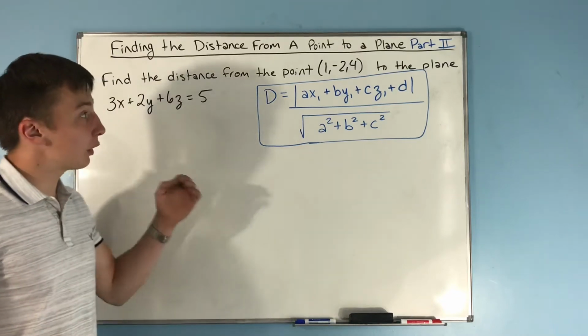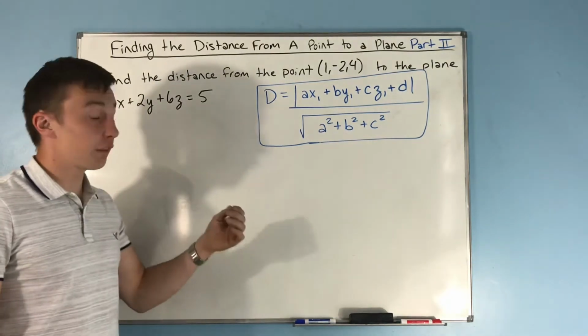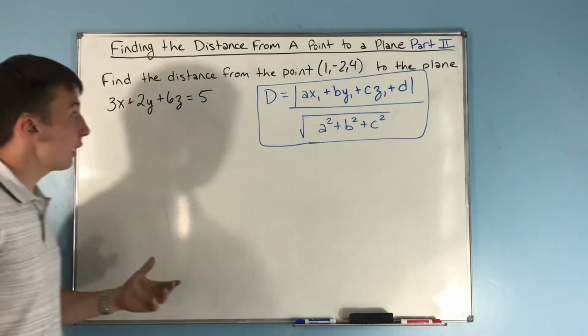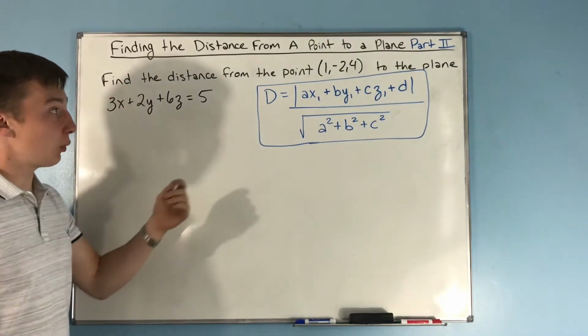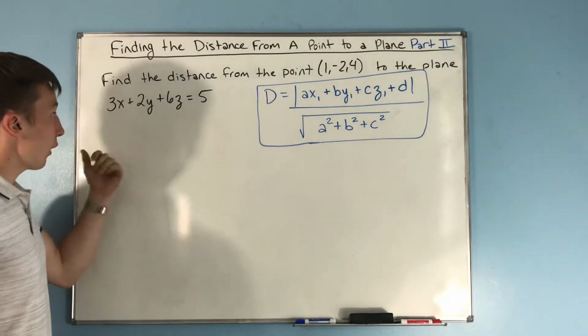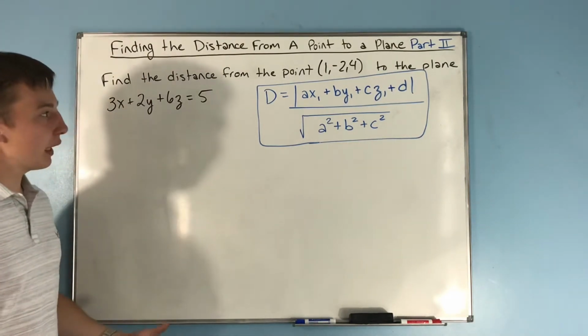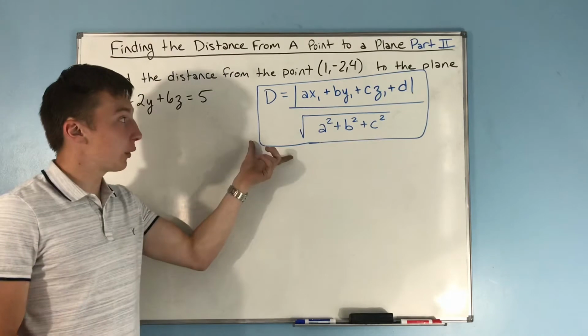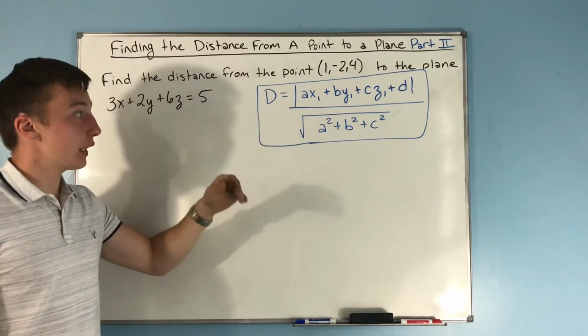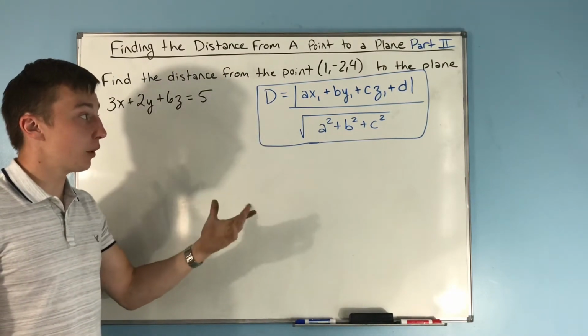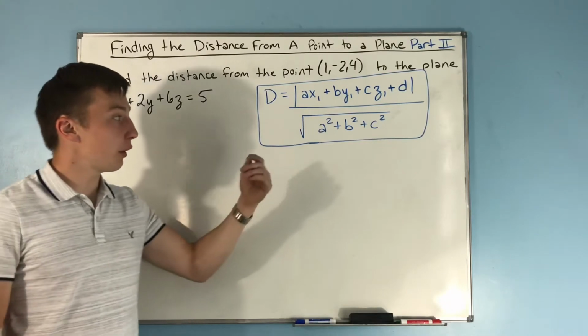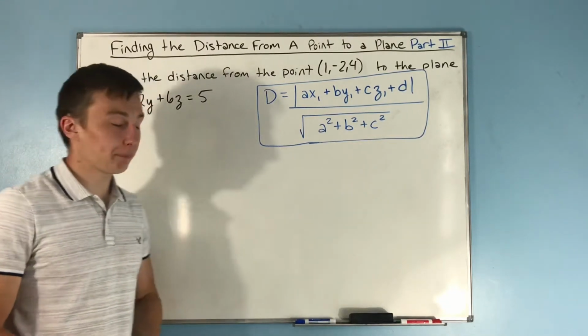Alright, so this video is going to be part 2 of finding the distance from a point to a plane. We want to find the distance from the point (1, -2, 4) to the plane 3x + 2y + 6z = 5. To do that we're going to use our distance equation here: the absolute value of ax1 + by1 + cz1 + d over the square root of a squared + b squared + c squared.